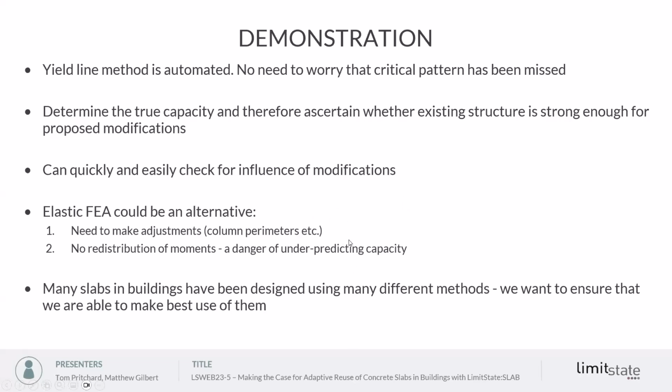So we said elastic FEA could be an alternative, you would argue, but then there would be a need to make adjustments for things like column perimeters, and there would be no redistribution of moments, so a danger of underpredicting the capacity. And as Matthew alluded to, many slabs in buildings have been designed using many different methods, and we want to ensure that we're able to make the best use of those slabs, irrespective of that method that's been used.